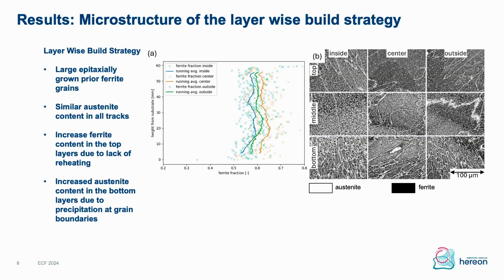We also observe some increase in ferrite content near the top, which is caused by the lack of reheating by a subsequent layer. And also we have slightly increased austenite contents at the bottom, which is caused because in this region, the epitaxially grown ferrite grains have not yet eliminated the slow growing ones. And we have an increased amount of grain boundaries where the austenite can precipitate from.